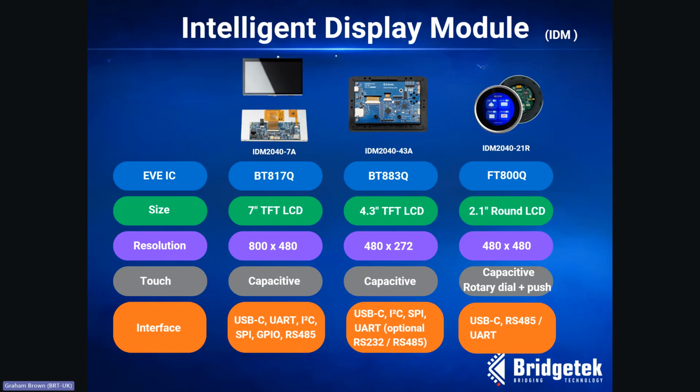The 2.1-inch version uses a round display with a stylish modern design for applications such as smart home controls. It is powered by our FT800 EVE device, and user interfacing is via a capacitive touch display as well as a mechanical rotary dial with a push to select feature. This module can interface to other systems over UART and RS485.